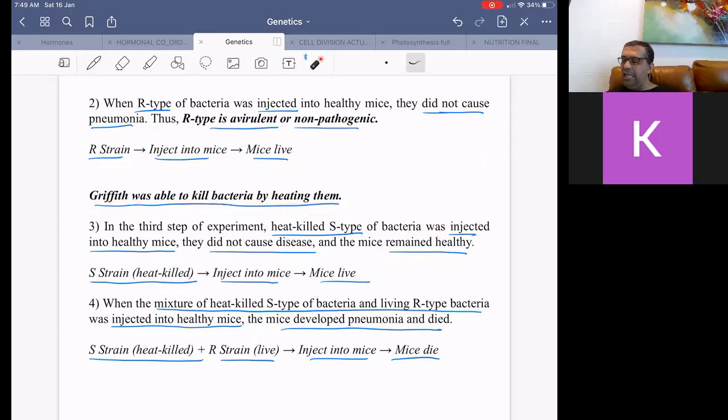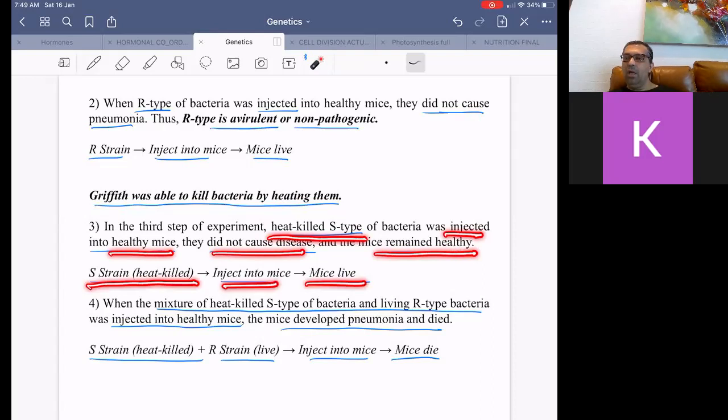And in the third experiment, heat-killed S-type bacteria was injected into healthy mice. They did not cause disease, and the mice remained healthy. So S-type heat killed when injected into mice, the mice remained alive.